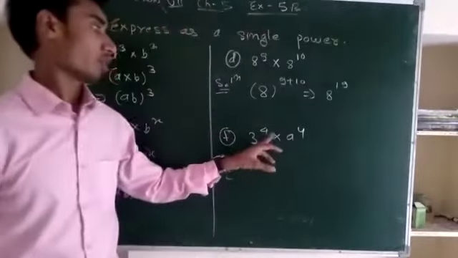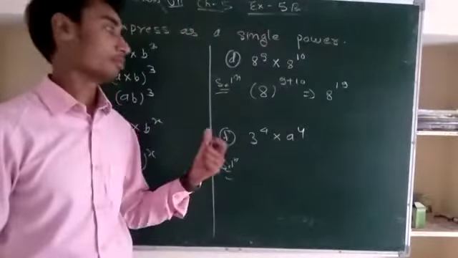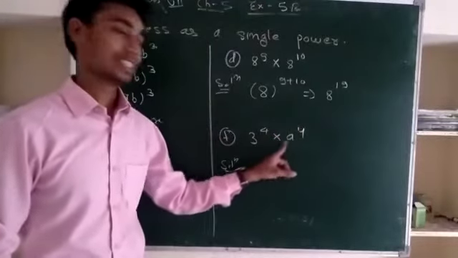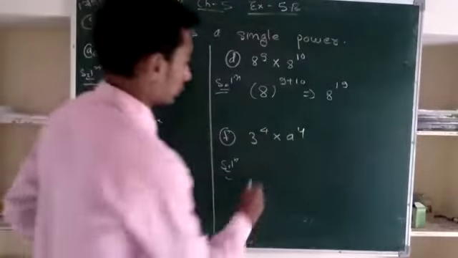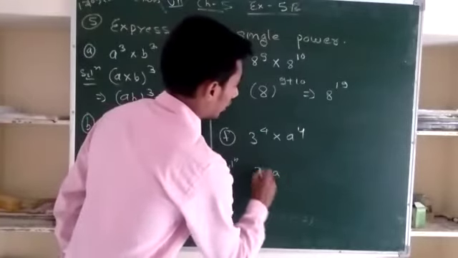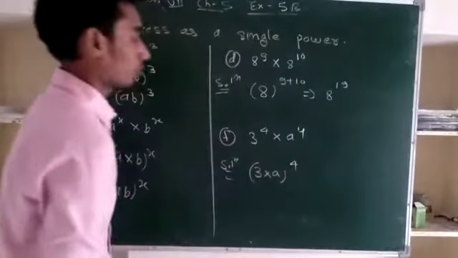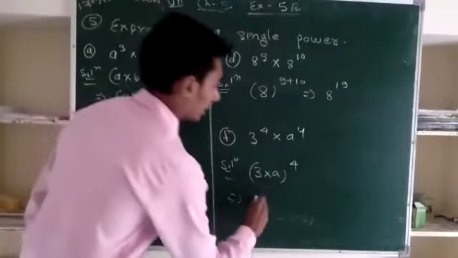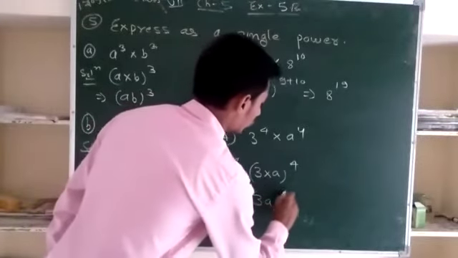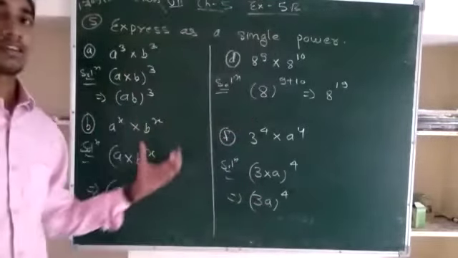3 raised to 4 into a raised to 4. So what is the same here? The power is the same but the base is different. First multiply the bases, 3 multiply a, with power 4. 3 multiply a is 3a raised to 4. So that is the solution.